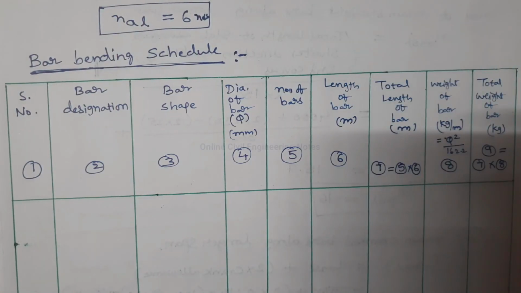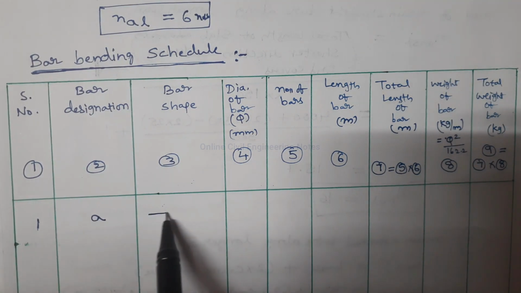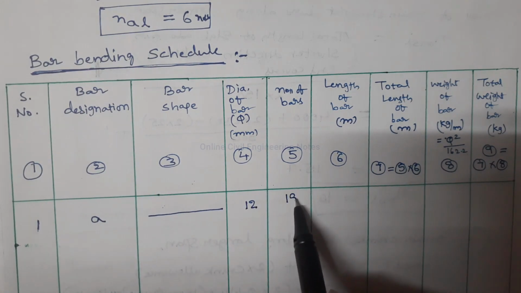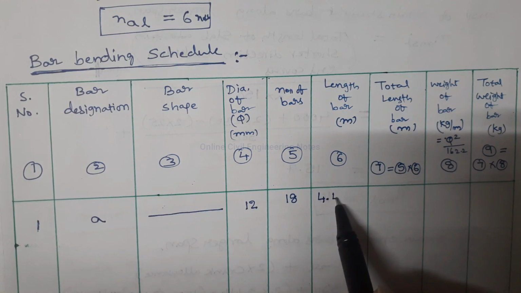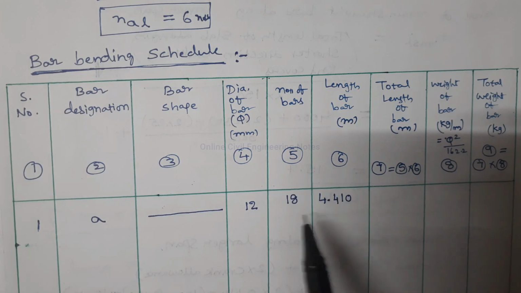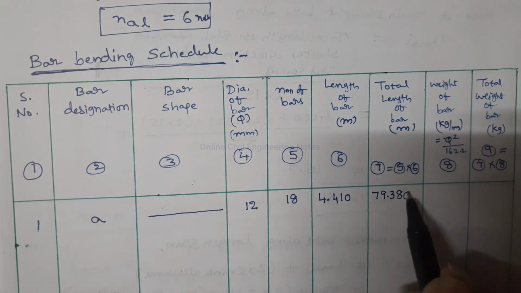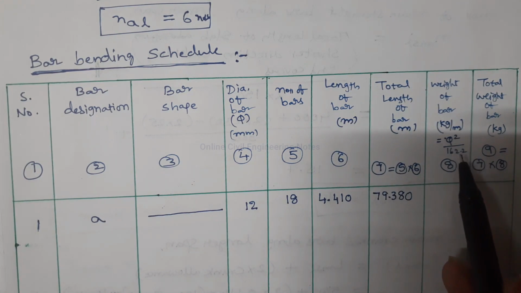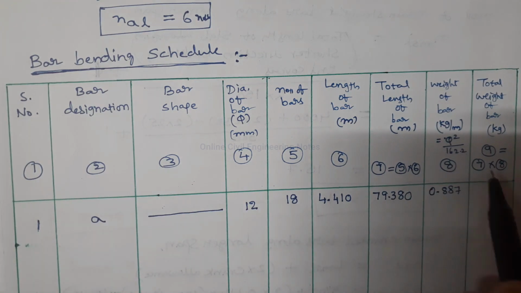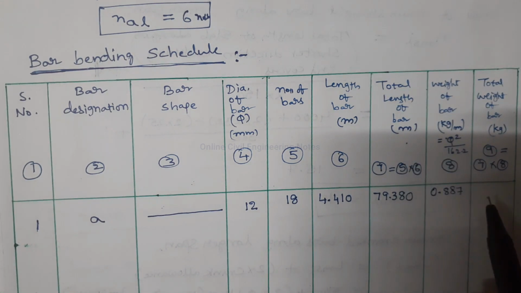Now prepare the bar bending schedule. So first bar is main straight bar in the shorter span, which is A, a straight bar. Diameter is 12 mm. Number of bars is 18. Length of one bar is 4.410. Total length is equal to number of bars into length of bar, 18 into 4.41, 79.380. Weight of bar per meter length is equal to 12 square by 162, 0.887. Total weight is equal to total length of bar into weight of the bar, 79.38 into 0.887.